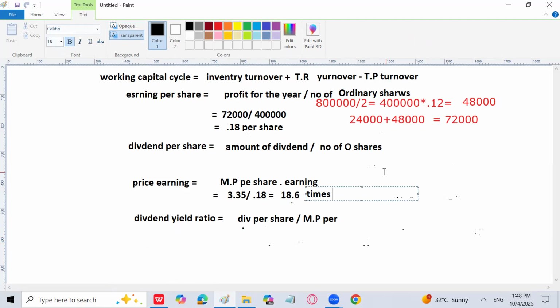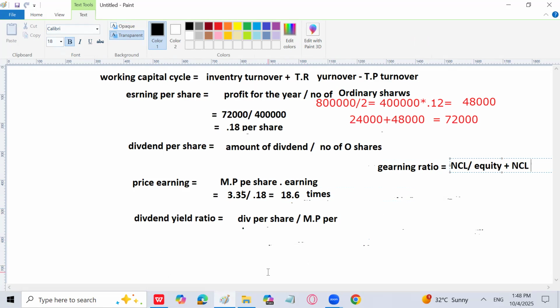Dividend yield ratio is not required. We have to calculate the gearing ratio in the question. The formula for gearing ratio is fixed cost capital divided by equity plus fixed cost capital, or you can say non-current liability divided by equity plus non-current liability. Both formulas can be used.